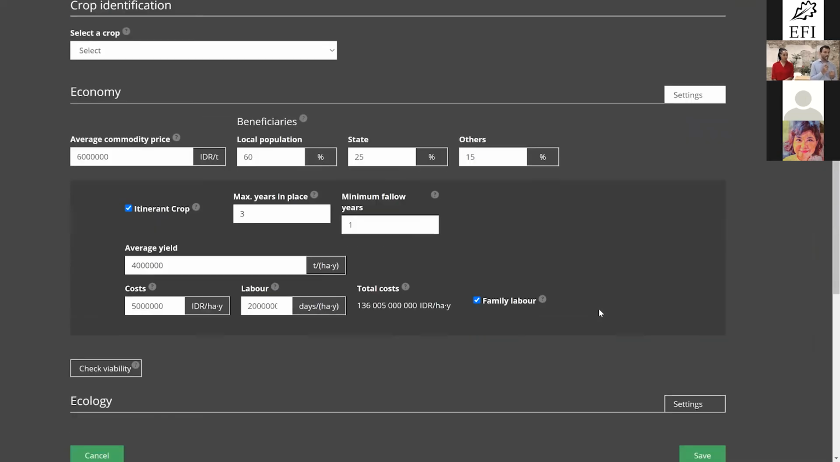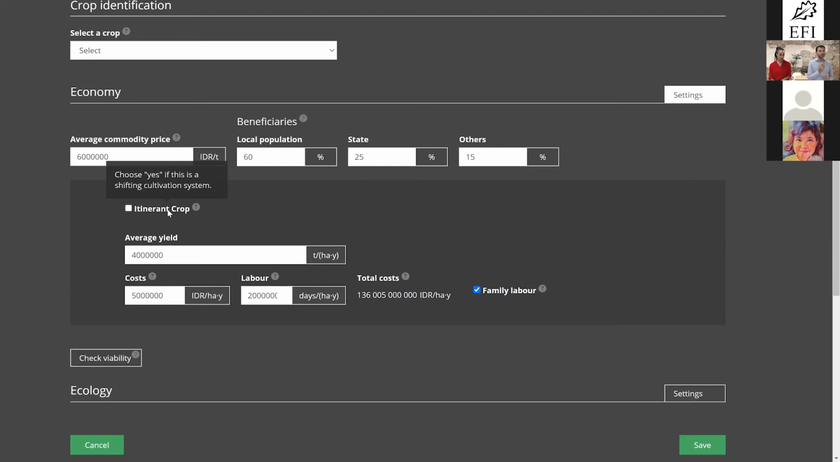So yes, we have corn, which is cultivated for 3 years in the same land, and then shifting to another land. And the fallow years is very short. I don't know if this is realistic. Normally the fallow land is put to fallow for more time than just 1 year, but I don't know, it depends on your context. But if you were to remove the itinerant crop, you would not have any fallow created, unless you have other crops that are shifting cultivation.